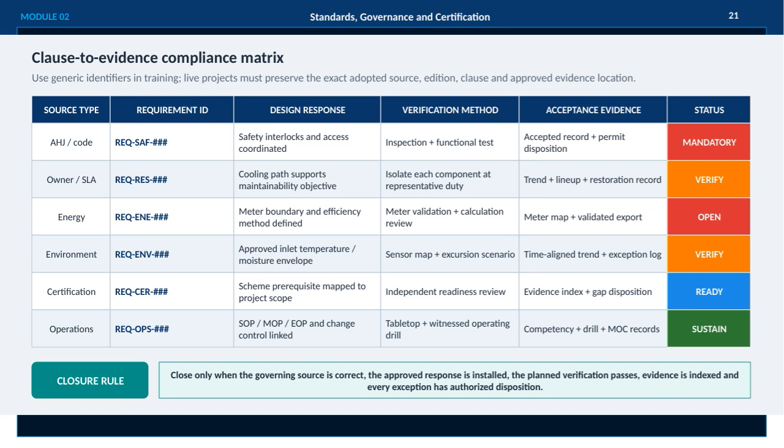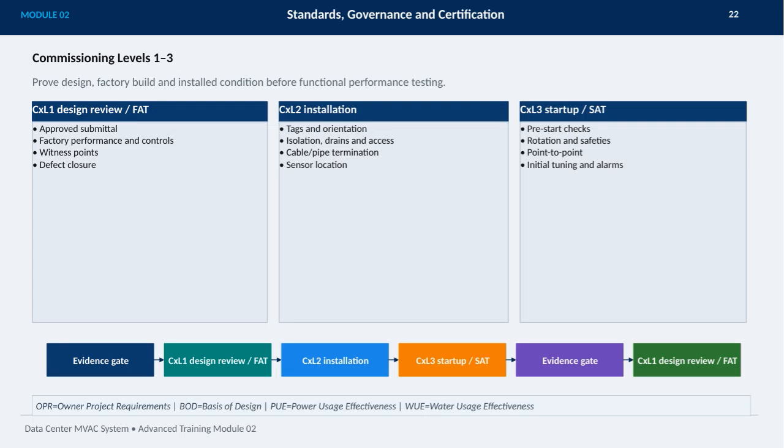In this module, we're focusing on commissioning levels 1 through 3, which are critical steps to ensure the Data Center MVAC system is properly designed, built, and installed before we move on to functional performance testing. At Commissioning Level 1, or CXL1, we conduct a thorough design review and factory acceptance testing. This includes reviewing approved submittals, verifying factory performance and controls, observing key witness points, and ensuring any defects are closed out.